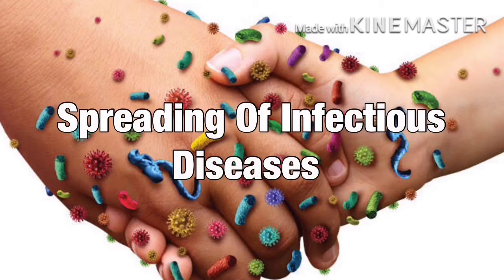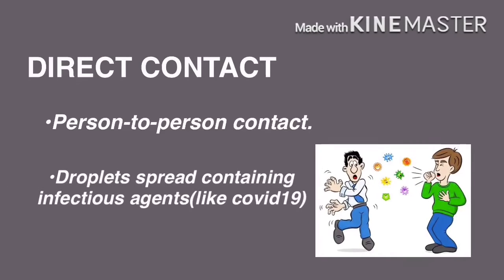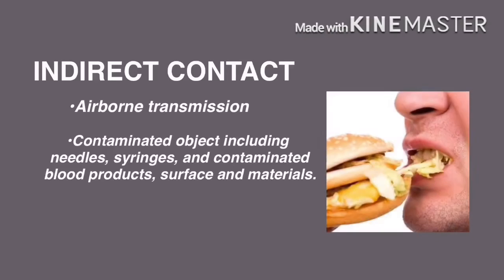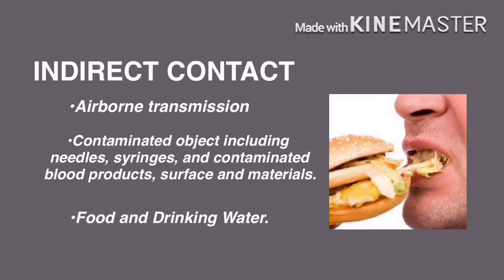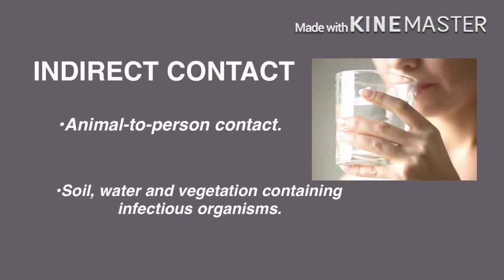Spreading of infectious diseases. Direct contact means person-to-person contact. Droplet spread contains infectious agents like COVID-19. Indirect contact means airborne transmission, or contaminated objects including needles, syringes, contaminated blood products, surfaces, bacteria, foods, and drinking water. Animal-to-person contact. Soil, water, and vegetation containing infectious organisms.